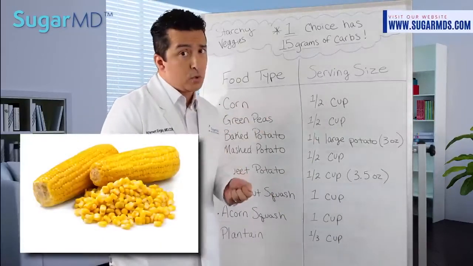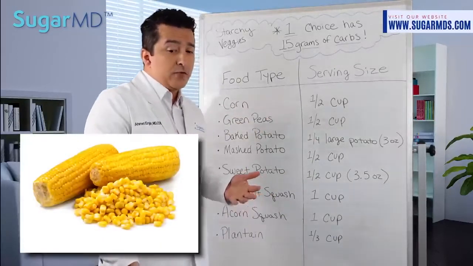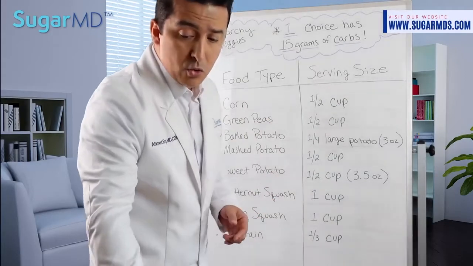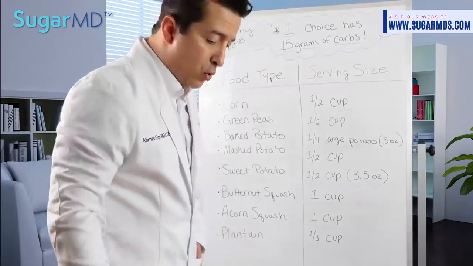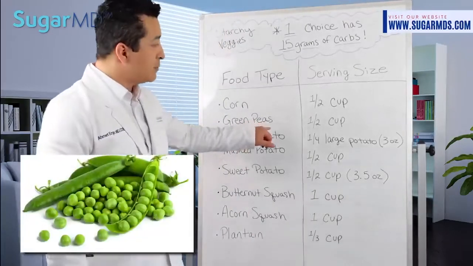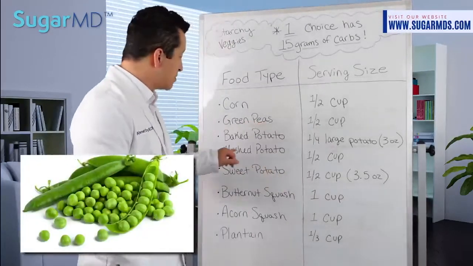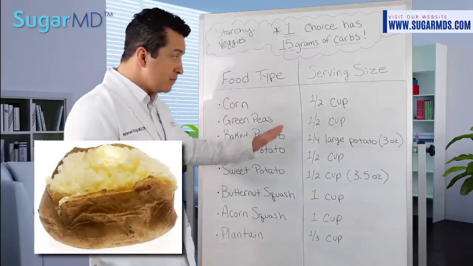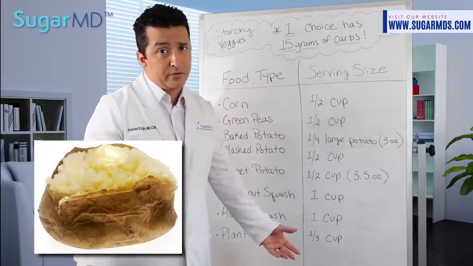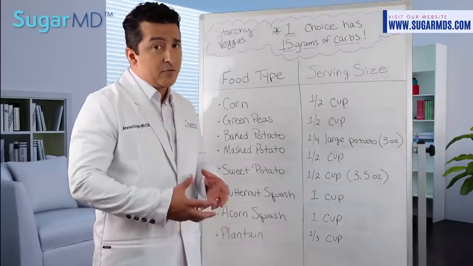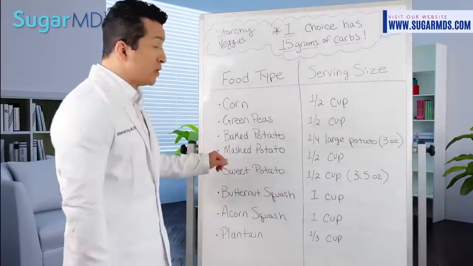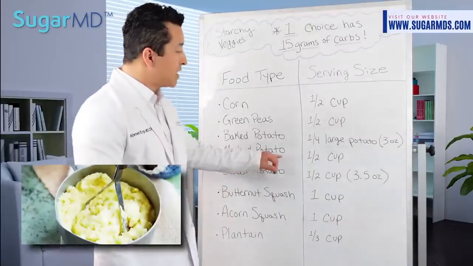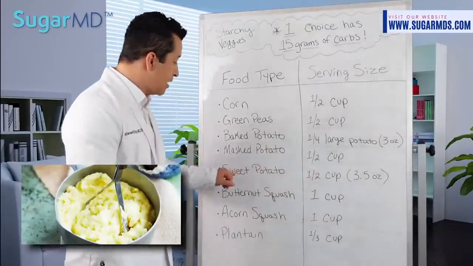Half a cup of cooked corn will be 15 grams. So this is your half a cup again, see? That's your half a cup of corn, 15 grams. Same thing for green peas, half a cup is 15 grams. The baked potato, 1/4 of a large potato is going to be 15 grams. So that means that if you have a large potato, the whole potato is going to be 60 grams. So think about that when you're eating potato. Mashed potato, again, half a cup will be 15 grams.